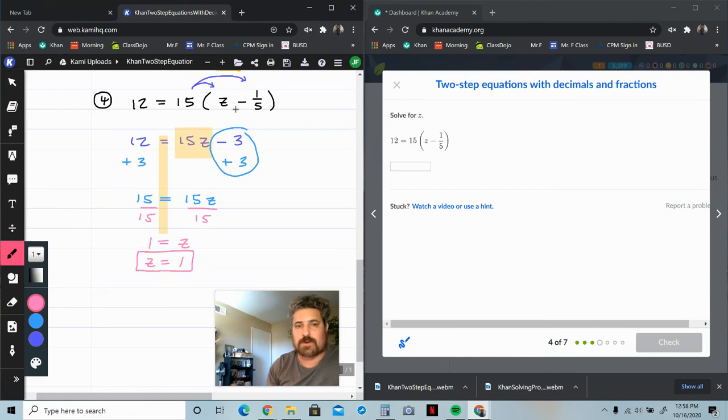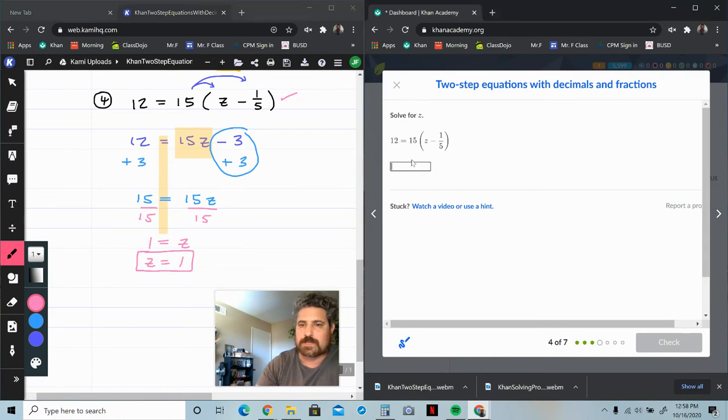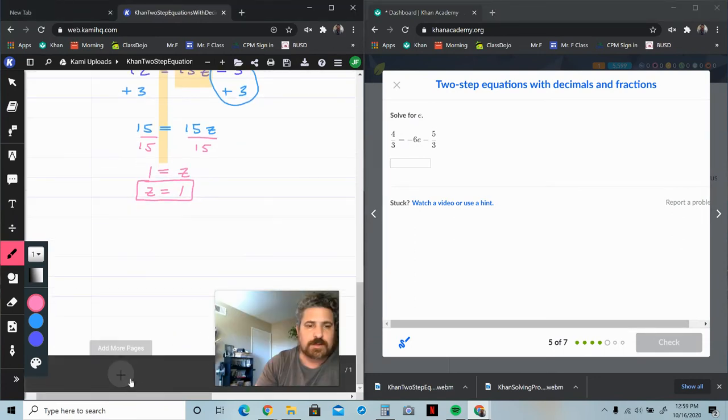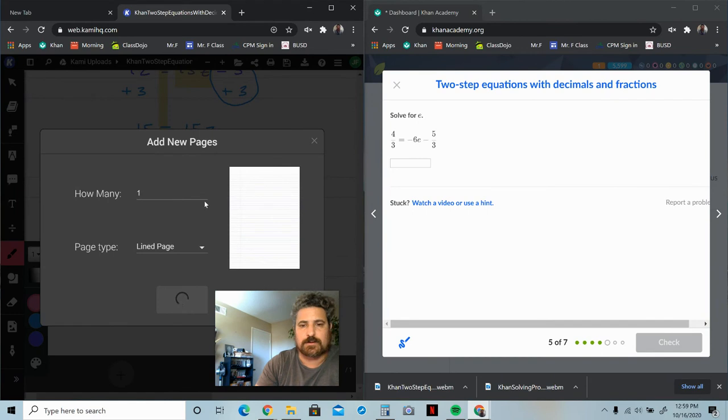I would check this one. What's 1 minus 1/5? That'd be 4/5. 4/5 times 15. Well, 5 goes into 15 3 times, and then 3 times 4 is 12, so that works out perfectly. All right. The answer here should be z is 1. Put 1, we're good to go. And then we're going to do the next problem, okay? Run out of space, so I'm going to add a page here.